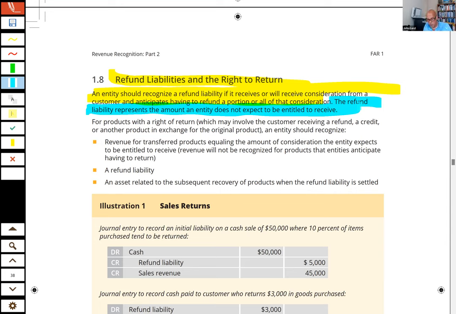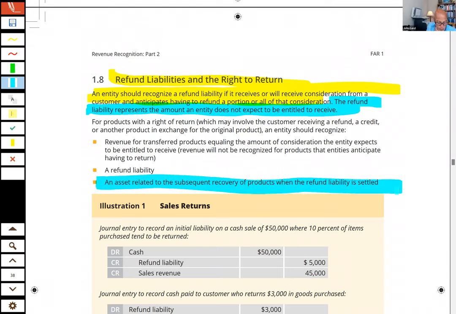We'll talk more about this when we talk about inventory in chapter 3, but you would be required to estimate what you think the returns are going to be for your sales. How do you estimate that? You look at past experience. On average, 5% of our sales get returned, or 1% of our sales get returned, and you have to come up with an estimate and book that as a return and a liability for the return at the time that you make the sale. And an asset related to subsequent recovery of product when the refund liability is actually settled.